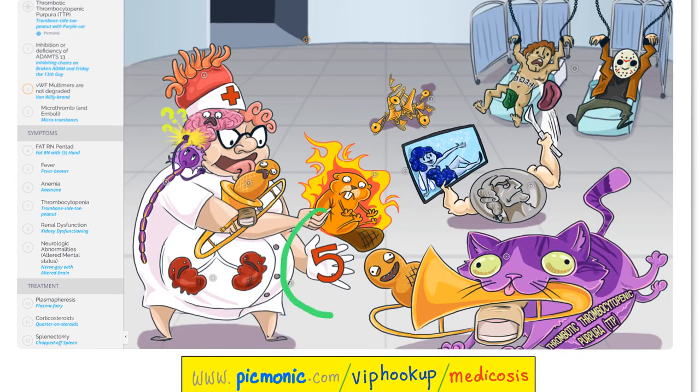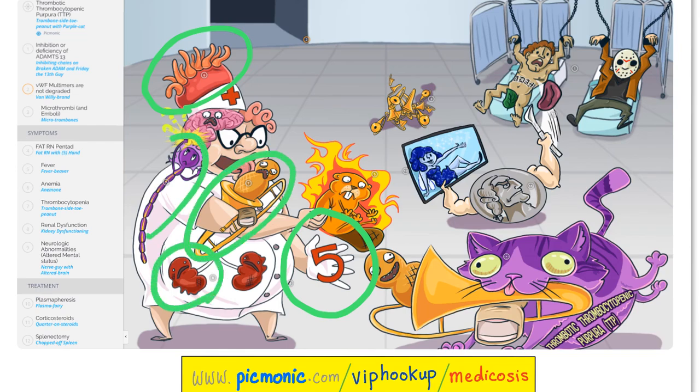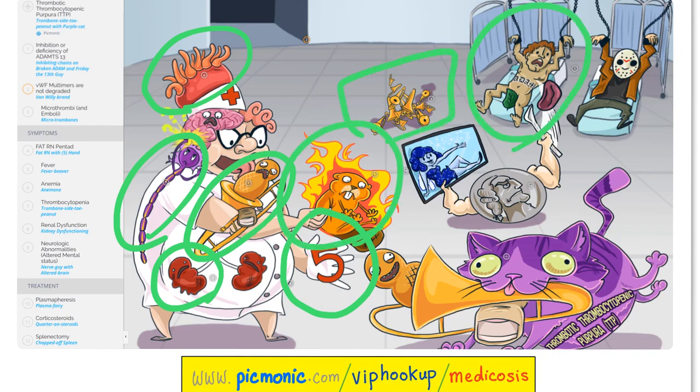On the other hand, TTP is a pentad. We have microangiopathic hemolytic anemia, thrombocytopenia, renal failure, neurological symptoms, and the fever. We have microthrombi. There is a problem with ADAMTS13. Treatment is plasmapheresis and glucocorticoids, which is a quarter on steroids.